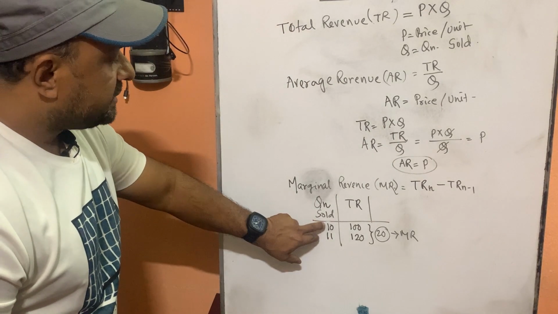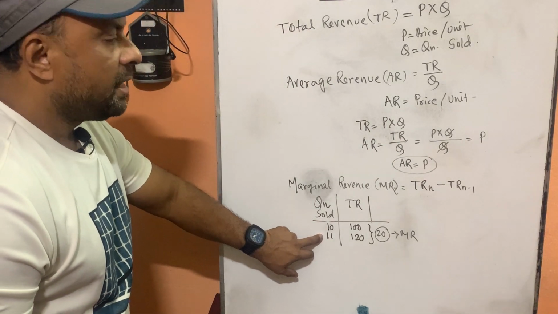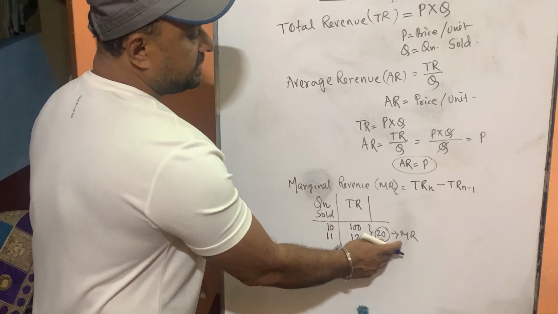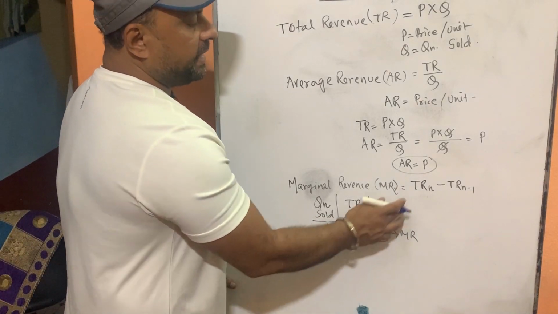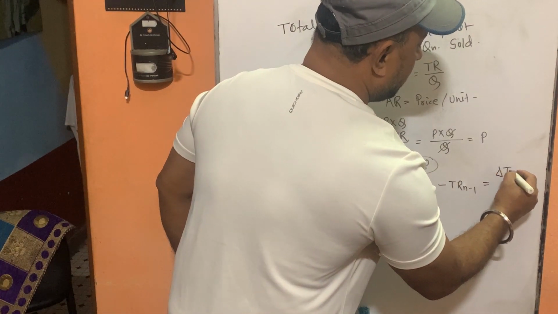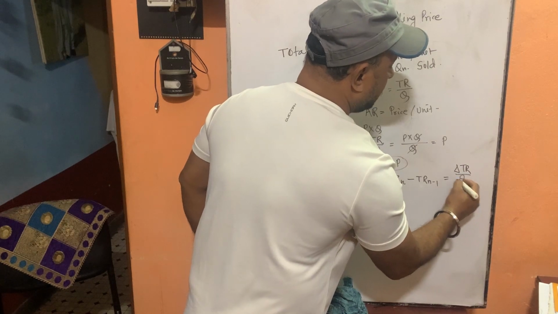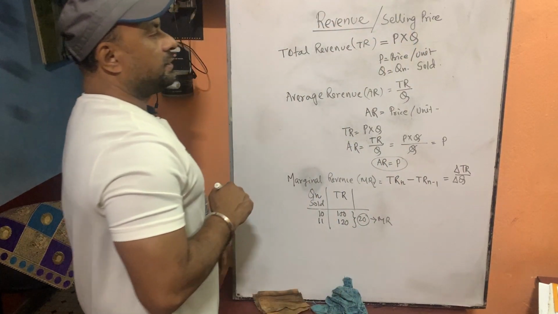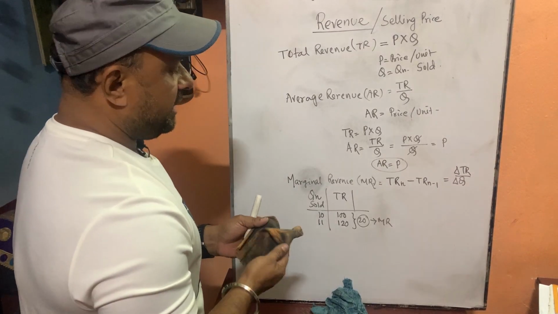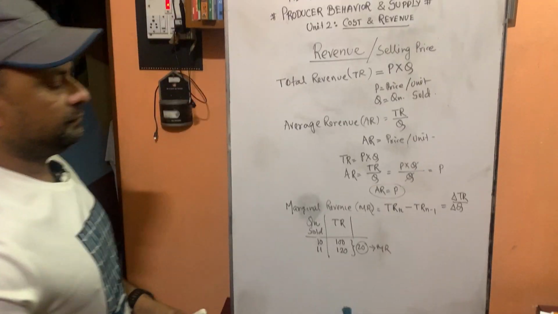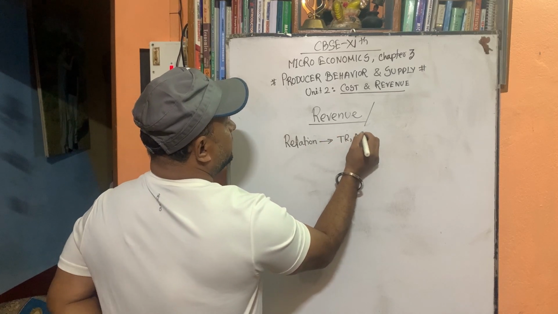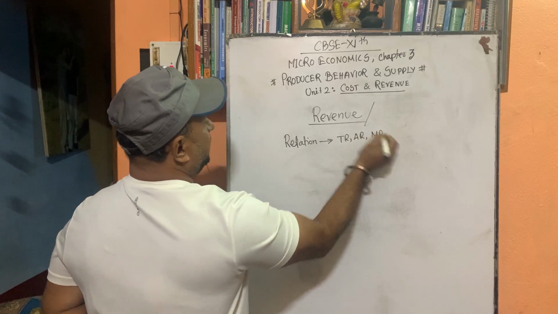So if we increase the sale by 1 unit, how much extra revenue is the producer receiving? This is marginal revenue. That is the rate of change in the total revenue. Or we can write it this way also, delta TR by delta quantity sold. This is marginal revenue. Now, the relation between total revenue, average revenue and marginal revenue.